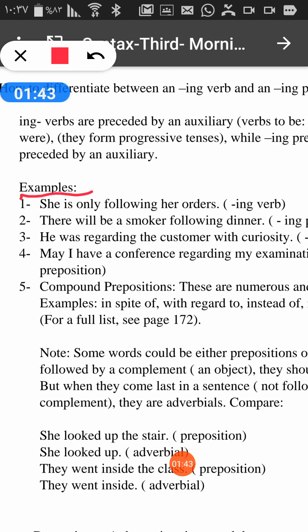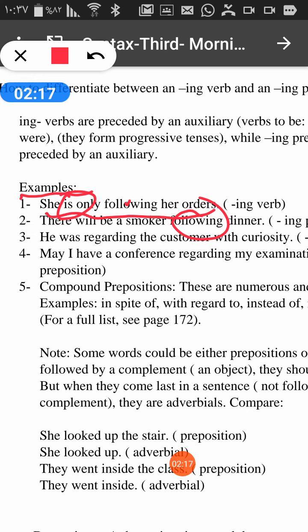She is only following her orders. Here, the ing in following is an ing verb because it is preceded by is. So the ing here is an ing verb. In the second example, there will be a smoker following dinner. Here, the ing in following is an ing preposition because it is not preceded by an auxiliary.